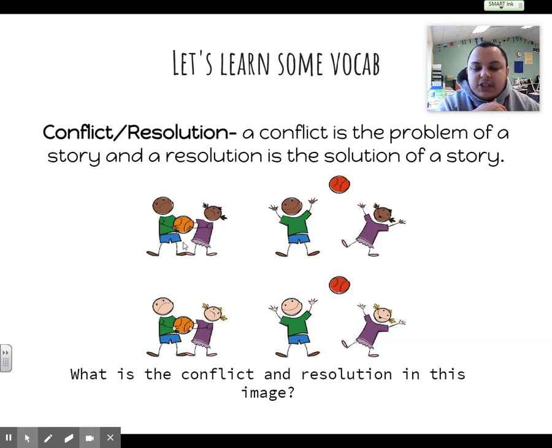That would be what the issue in the story is. Well, what's the resolution? What's the solution? It looks like they decided to start playing together. That way they both get a chance with it.